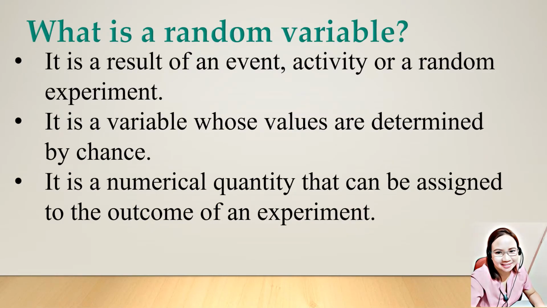Let us start by defining a random variable. A random variable is a result of an event, activity, or a random experiment. It is a variable whose values are determined by chance. It is a numerical quantity that can be assigned to the outcome of an experiment.